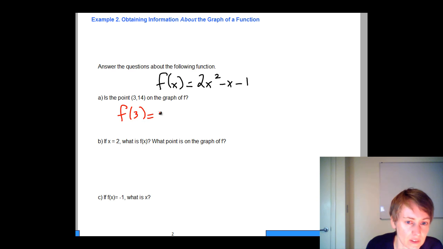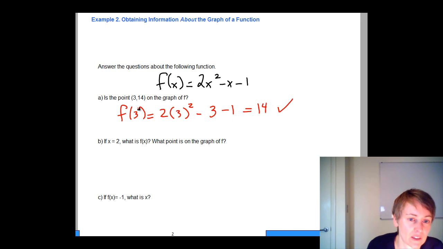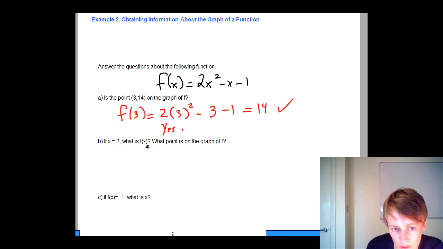So when you do this, you get the following. That's 18 minus 3 minus 1, so 18 minus 4 is 14. So it did work. We got y equals 14, so the answer is yes. Okay, next question. If x is 2, what is y?